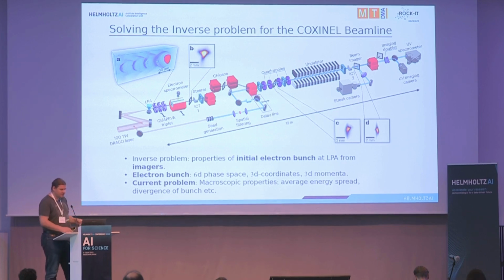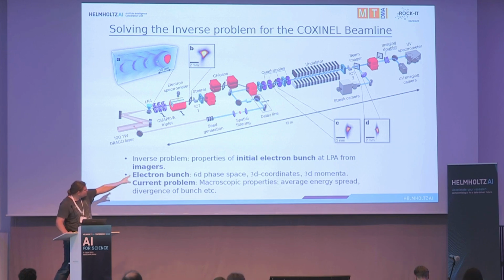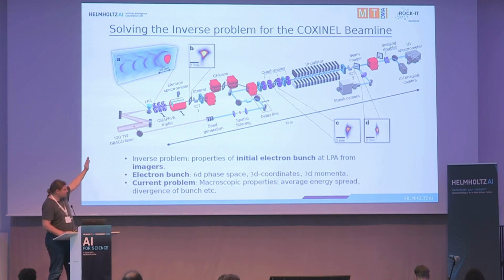You can see these pictures coming out there, these blurry density maps. These are the beam imagers. The electron bunch goes through a fluorescent screen, and you see this pattern there, which is a 2D projection of the whole beam going through.